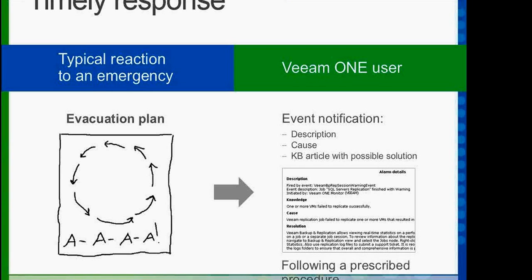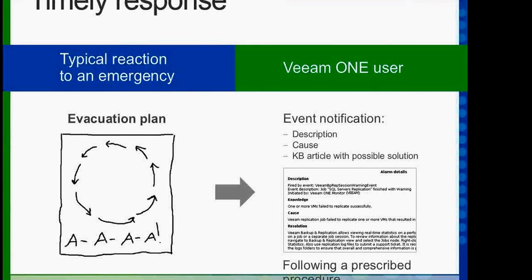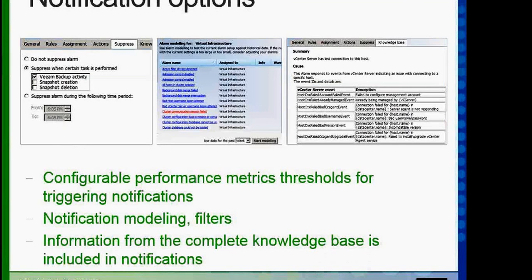With Veeam ONE, you get an event notification if there's any problem. There are predefined alerts designed for giving you timely notifications. It also gives you a description, a cause of the problem, and a KB article associated with possible solutions. So ideally, you don't have to hunt for a resolution because you already have a notification of the problem and a knowledge base ready with it. Everything is right at your fingertips, and you can easily find a solution for your problem.